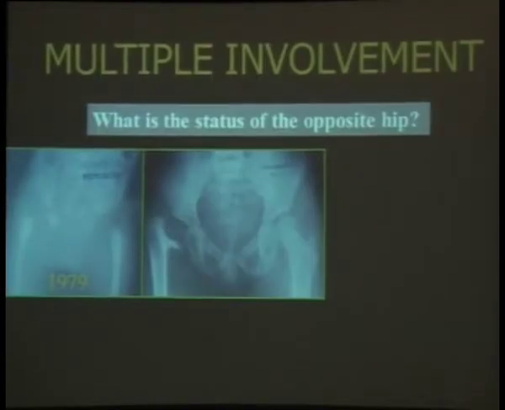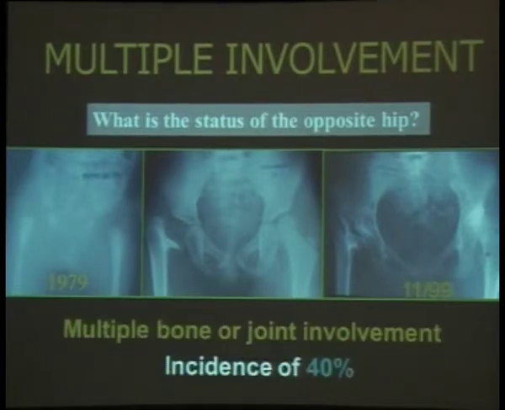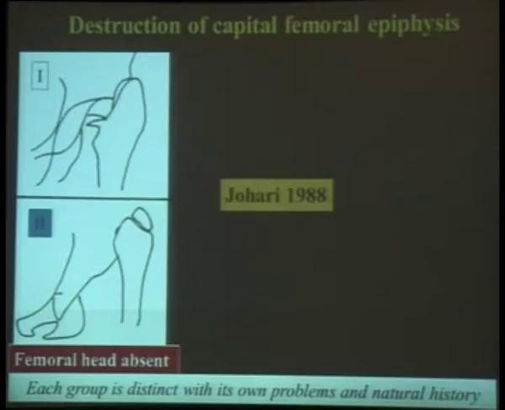Also the problem of multiple involvement in hip sepsis. This child, as you can see, all attention was focused on this side. There is dual involvement. Both the hip joints are involved. There is sepsis bilaterally. This is the sequelae infection here. This hip appears completely normal. This was in 1979. And 20 years later, you find a problem with the left hip. She's doing very well on the right side. The opposite hip was all along thought to be not highly involved. So multiple bone or joint involvement is very common in hip sepsis, to an incidence of 40%.